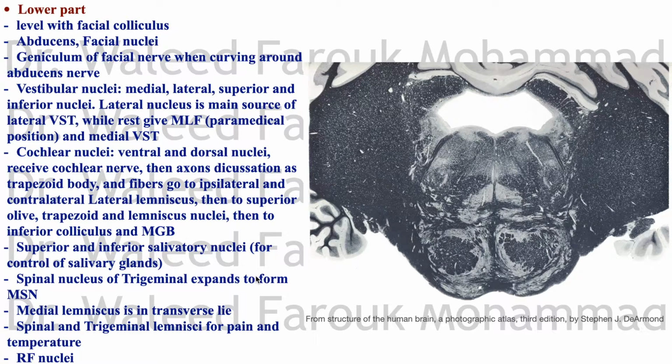Another nucleus is the superior and inferior salivatory nuclei. From their names, salivatory, they are responsible for activating the salivary glands. They are the parasympathetic supply for the salivary glands. The superior salivatory nucleus gives the facial, and the inferior salivatory nucleus gives the glossopharyngeal.